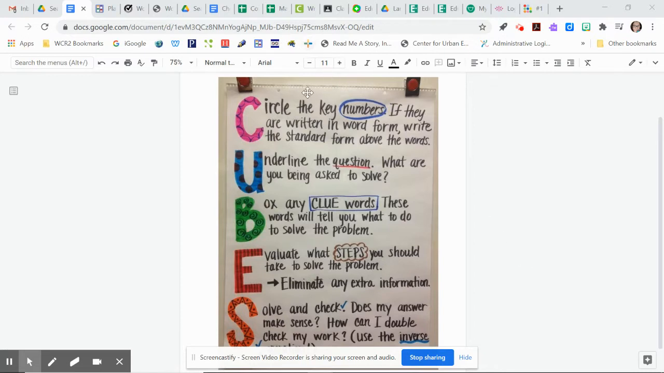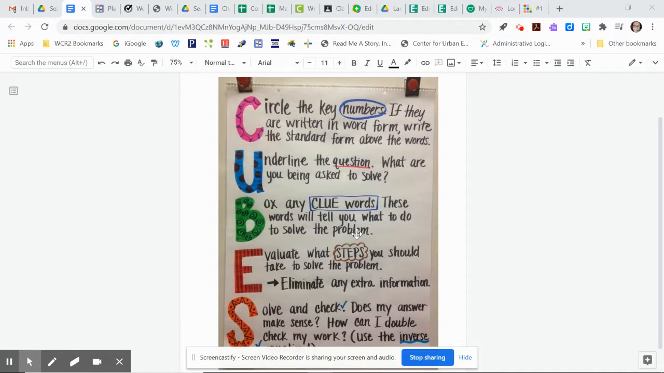The first thing that it stands for is C for circling the key numbers. If they are written in word form, write the standard form above the words. That's just a little hint that helps me out. And then U is where you underline the question. What are you being asked to solve?